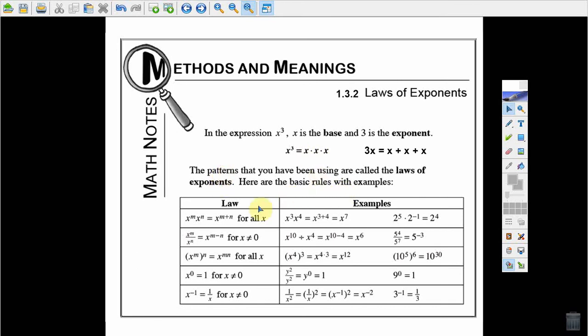So let's take a look at these laws of exponents. This first one is x to the m times x to the n equals x to the m plus n. That means that if you have two expressions with the same base and different exponents, you can just add the exponents. So they give you an example here. X to the third times x to the fourth is the same thing as x to the seventh.